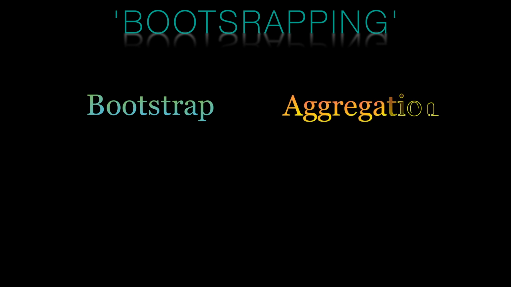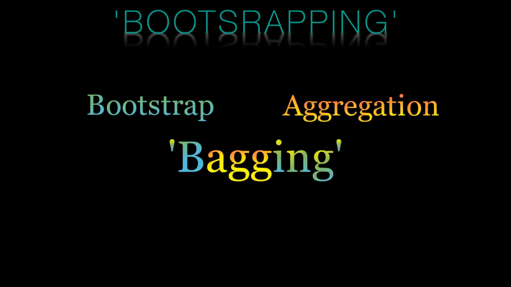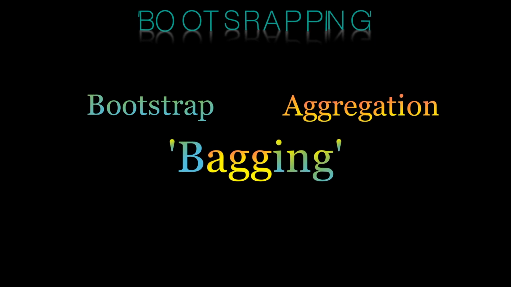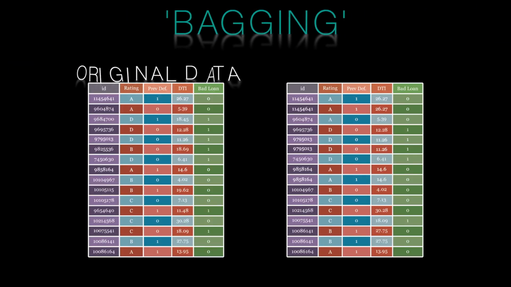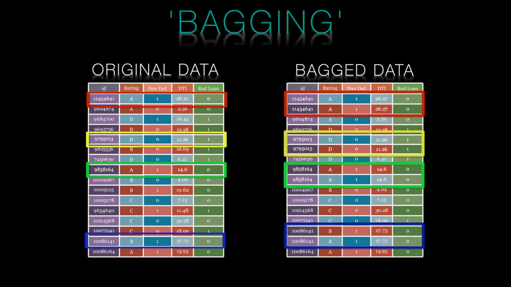Bootstrapping and aggregating the data with replacement is referred to as bagging. So here's a simple example of bagging. If our test dataset consists of just these 20 records, then we'll take samples from this dataset with replacement to build a new dataset of exactly 20 records. This will result in duplicates, as you can see here, as well as some of the original data being left out.